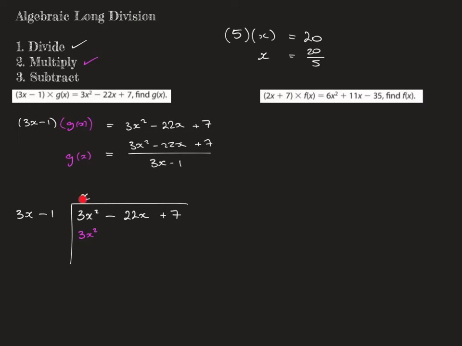I've multiplied the first term by x, that's fine, but I now need to multiply the second term by x. So if I multiply the second term by x, minus 1 times x is minus 1x.